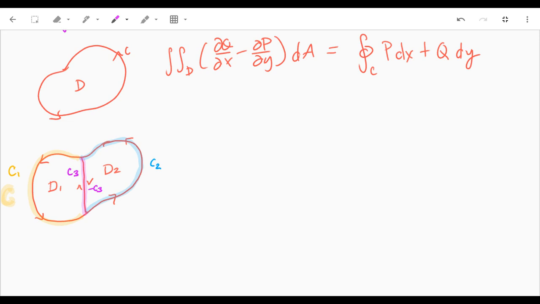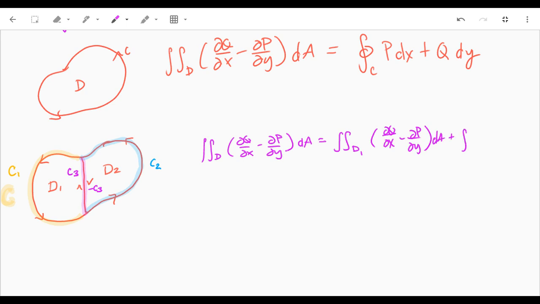So now our double integral over D of dQ/dx minus dP/dy dA would be the integral over D1 plus the integral over D2.